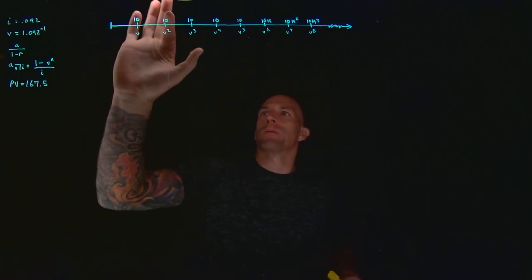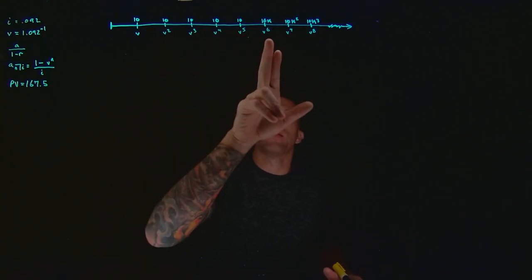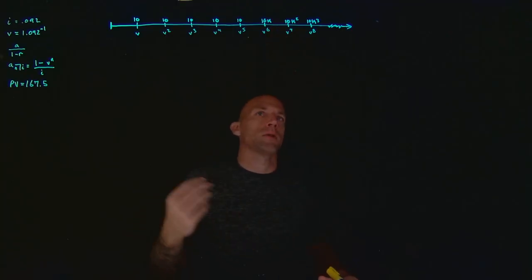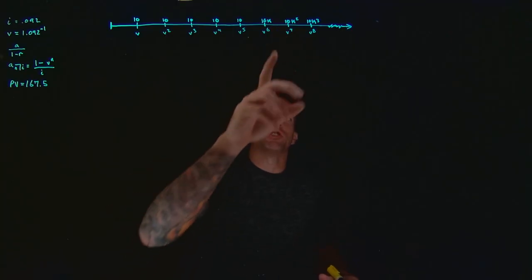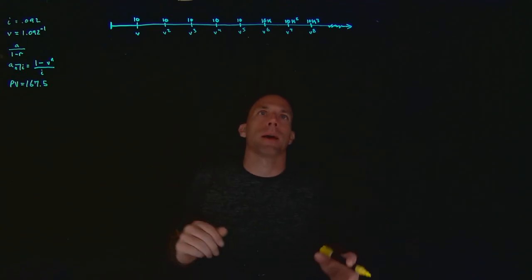The first 5 payments are worth 10. We're just going to go with dollars. So we have $10 payments for the first 5, and then those $10 payments are increased by some percentage k. And I've cheated this a little bit. Instead of saying 1 plus k, I'm just multiplying by k.